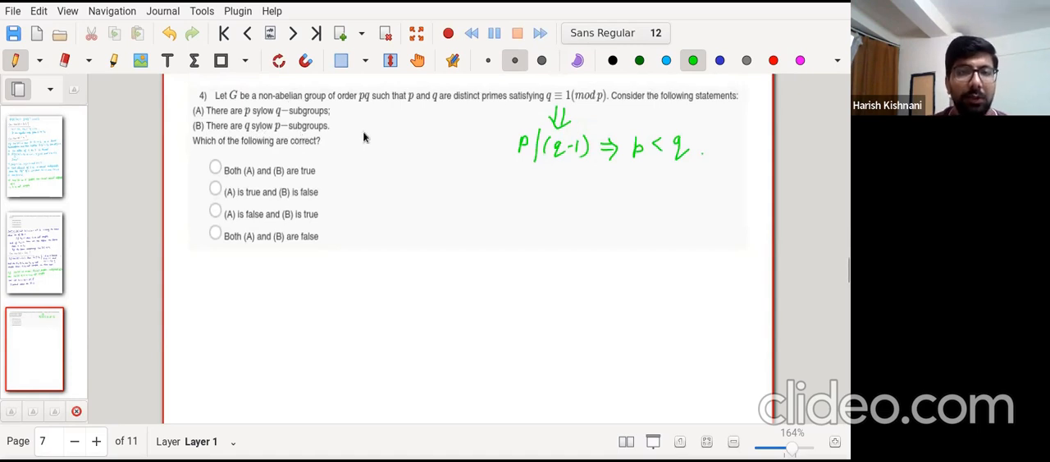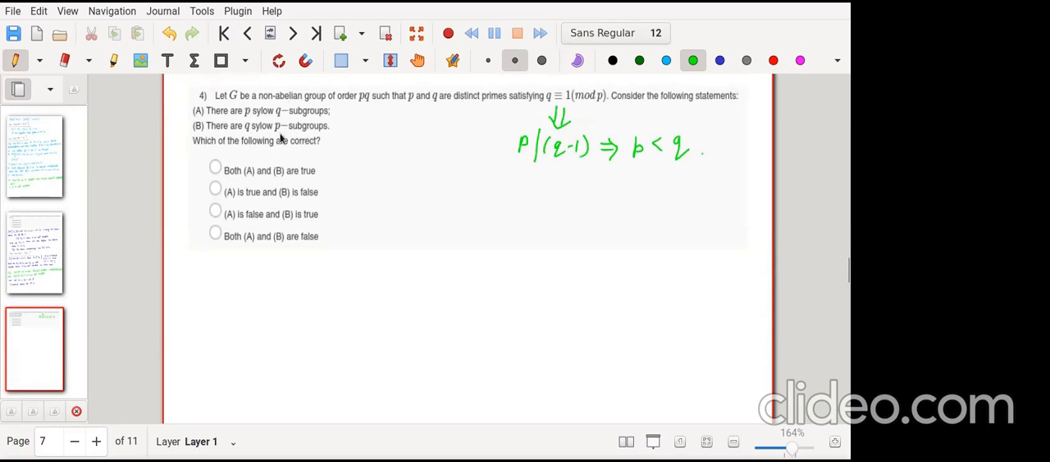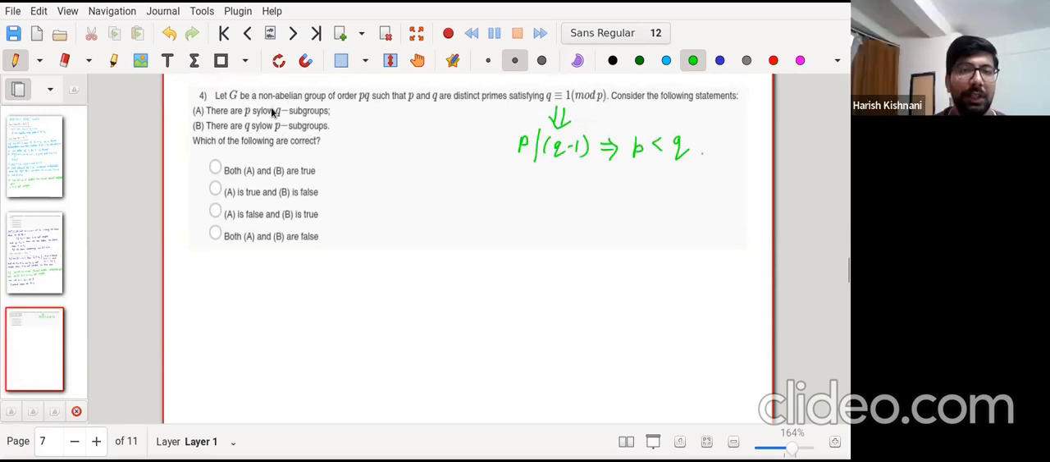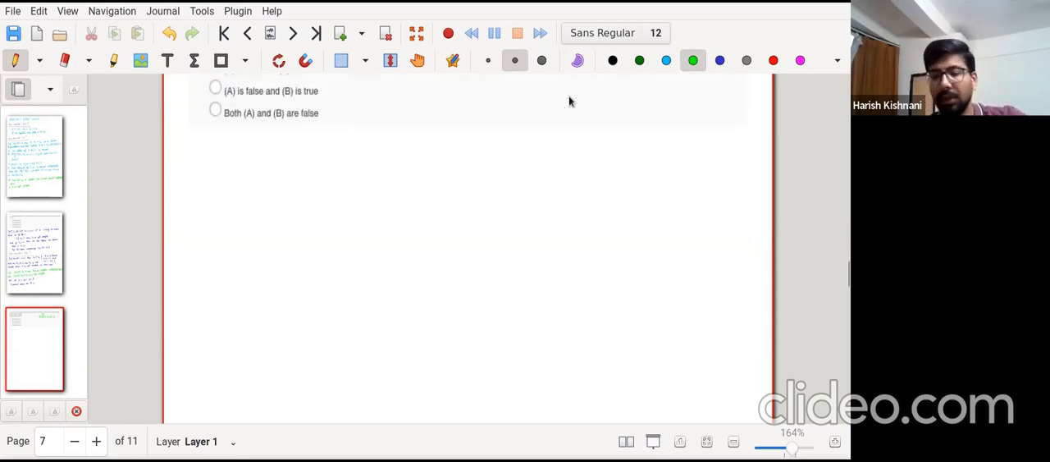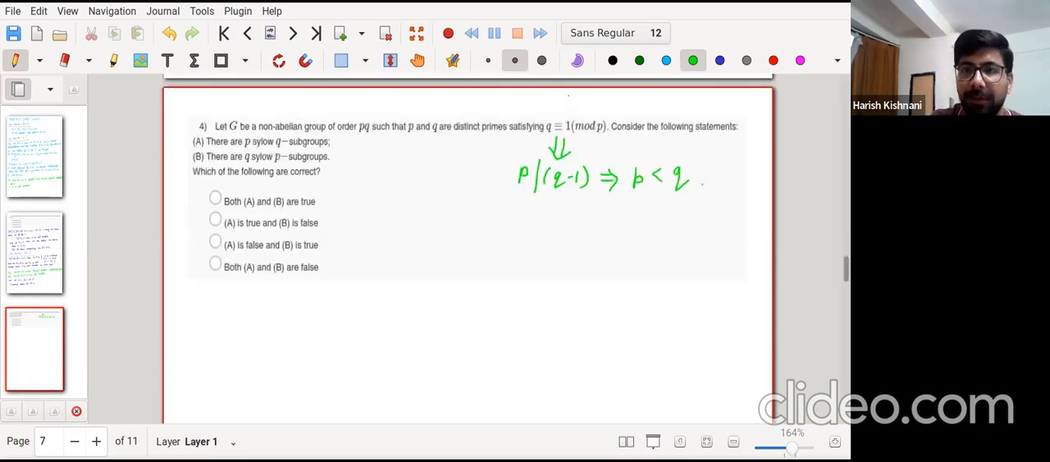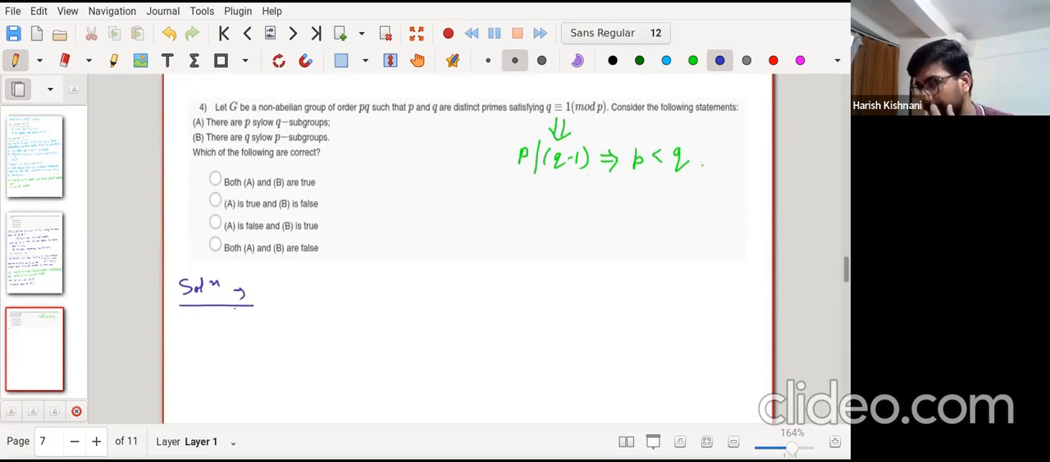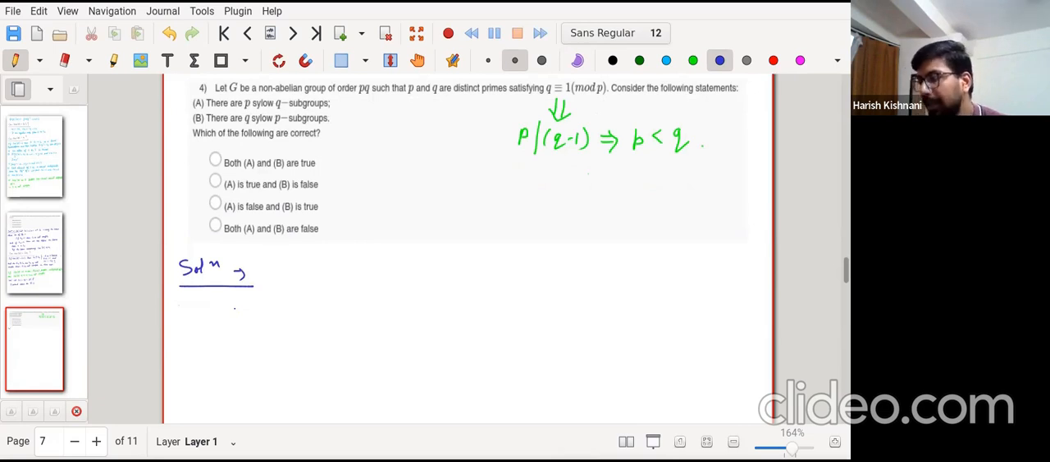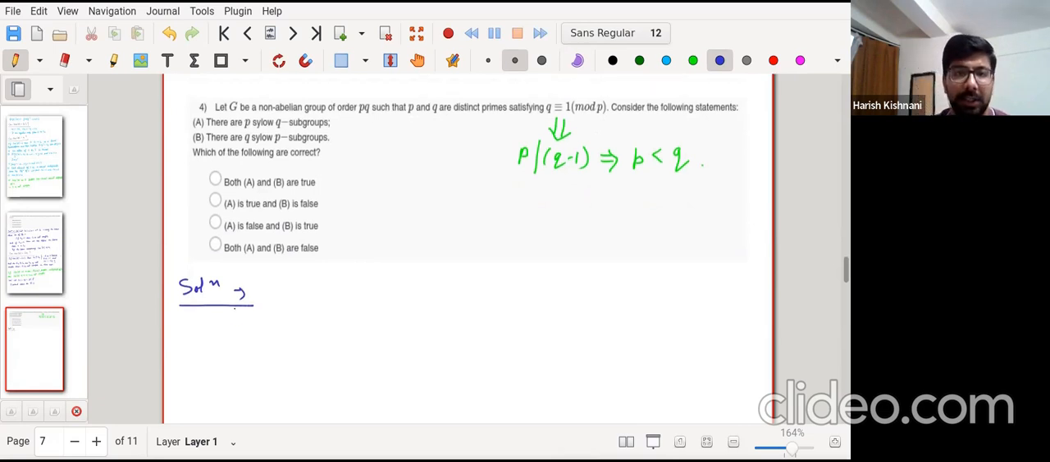Okay, we need to check which of these statements is correct. So let's proceed. The same trick we will use again. We will first work with NP and then with NQ. Nothing changed. NQ case is easier, so let's start with NQ, I guess.